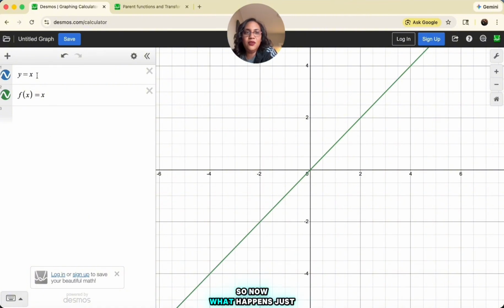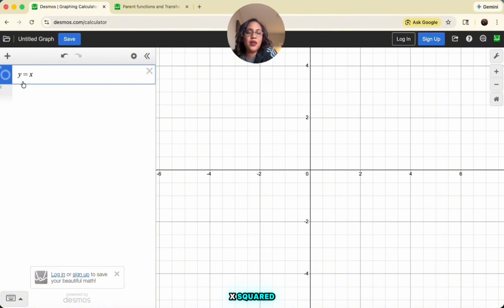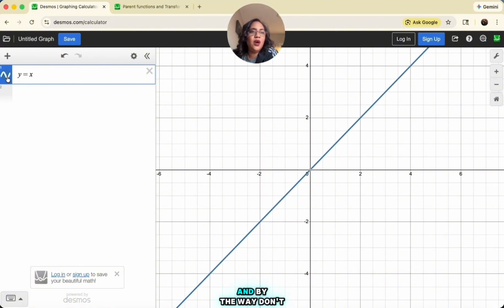So now what happens, just like I did in a different video, if I say y equals x squared? Well, let me turn it on. Oh, and by the way, don't forget you can change the color here. Blue's my favorite color, so I'm going to leave it there. But now we say y equals x squared.